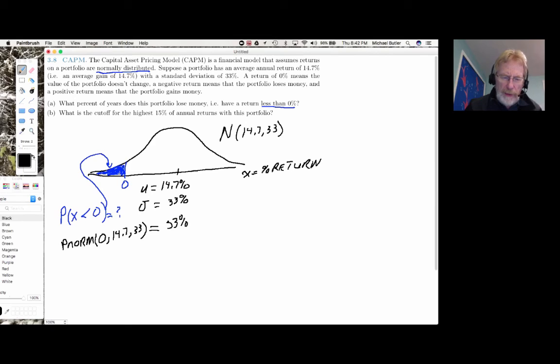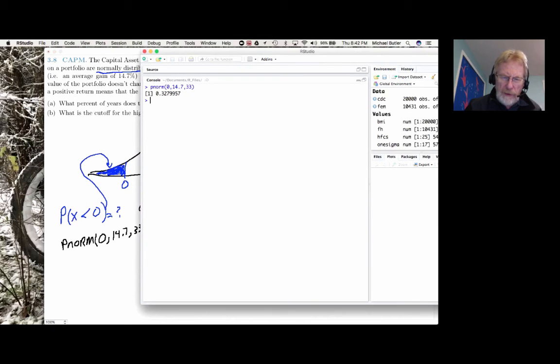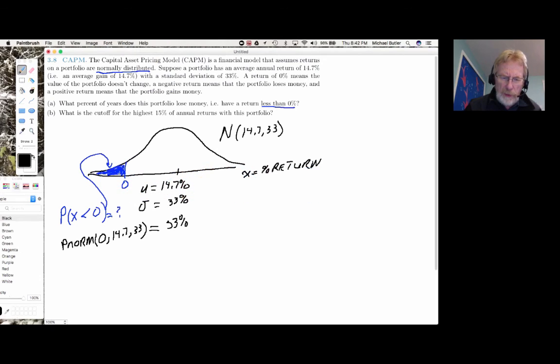Or if you want to write it out, so maybe it doesn't look quite like the standard deviation, you can write it as 32.8%. We'll go two places. So 32.8% of the time. Okay, so notice that is the percent of years that the portfolio loses money. That's a lot of years.